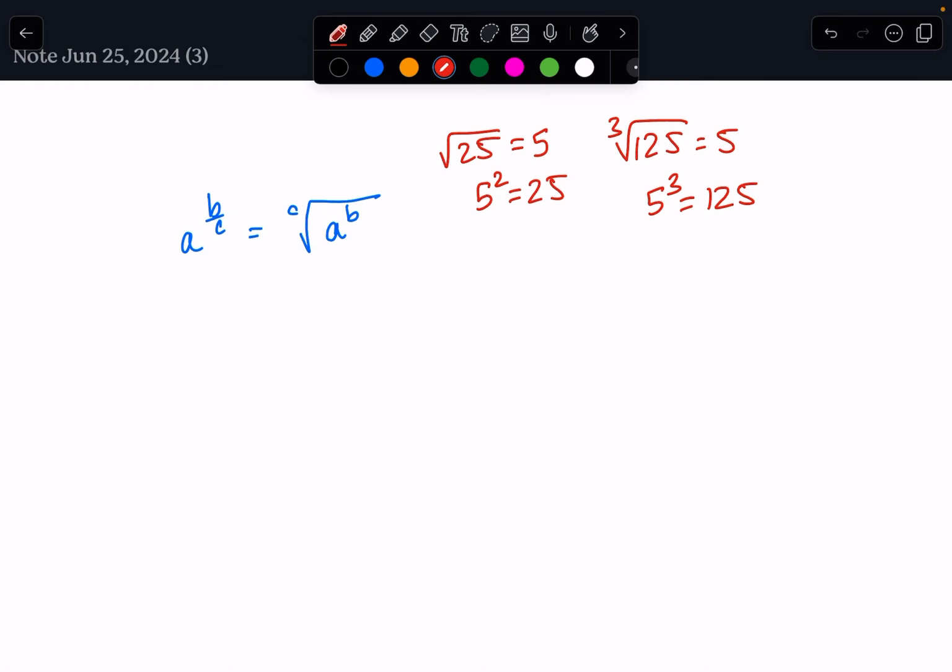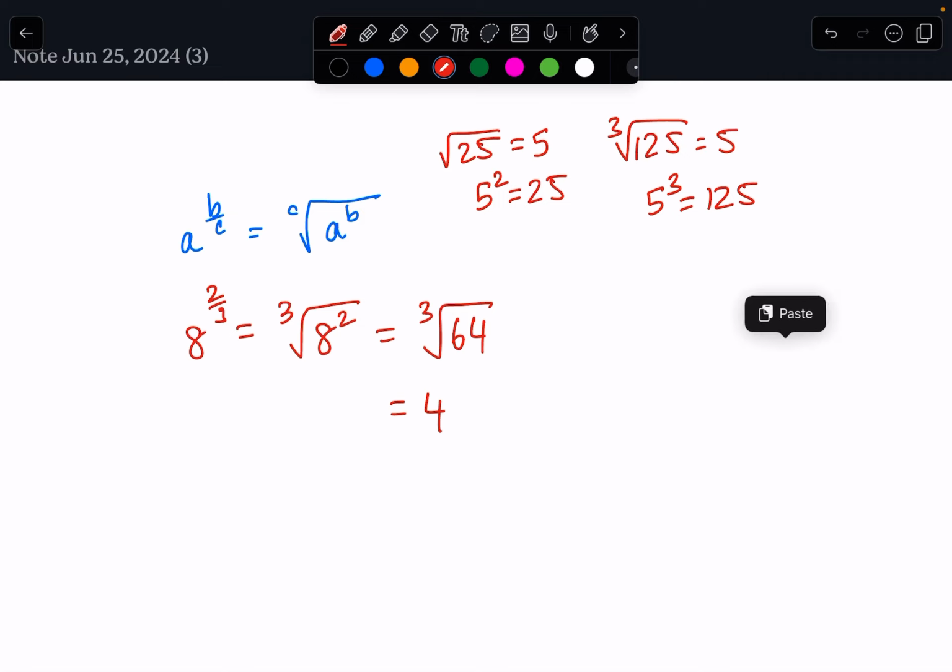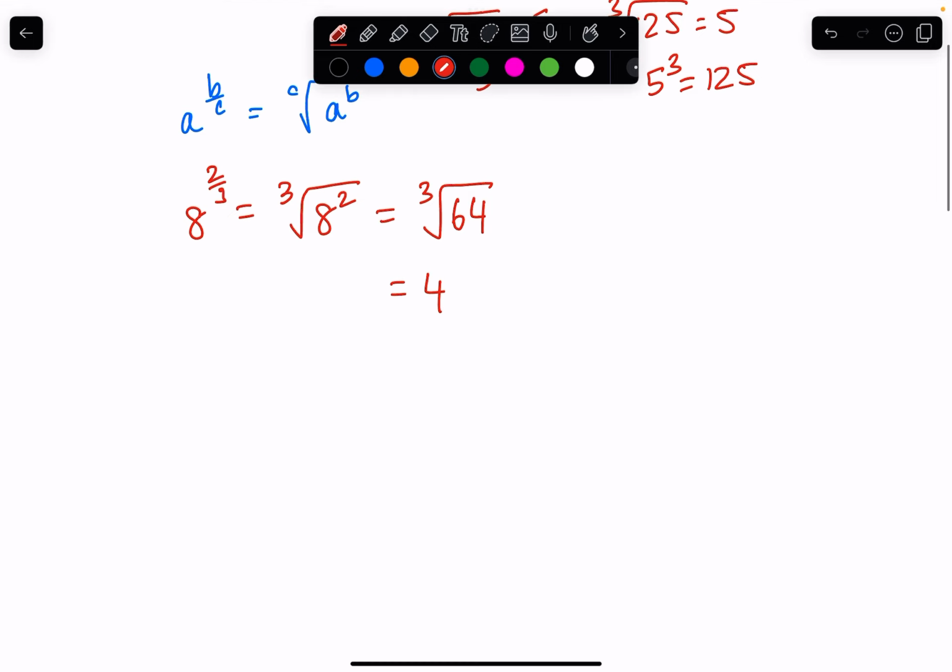But here it seems a little bit more complicated, but it's essentially the same thing. If we have 8 to the power of 2 over 3, we're taking the cube root of 8 squared. Now, you might be tempted to just evaluate it and get 4, but this isn't going to work all the time. The reason why is because we're going to get bigger and bigger numbers, and then we won't have a really great way to find out what the answer is.